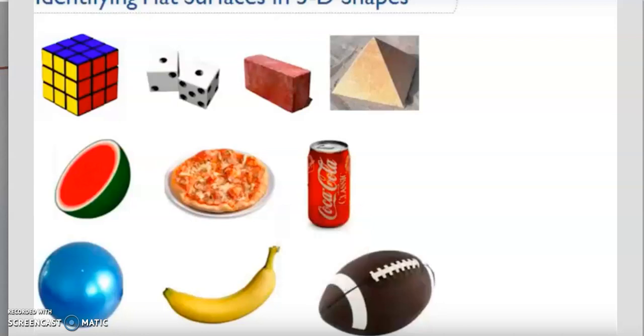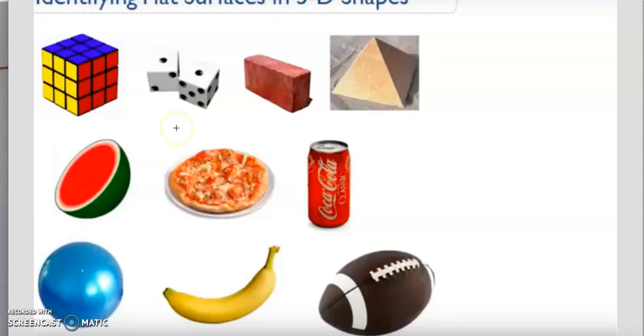Okay, so yesterday you guys took a test for chapter 14, and today we are going to move on to the next chapter. And in this chapter, we'll be talking mostly about shapes. Yeah, and today we'll be talking about flat and curved surfaces.